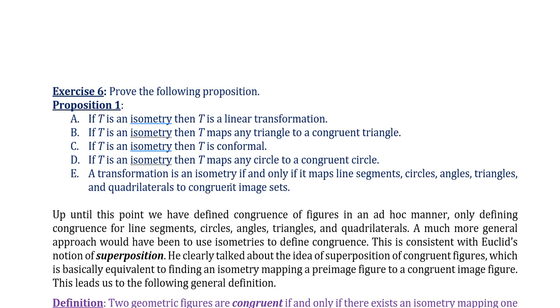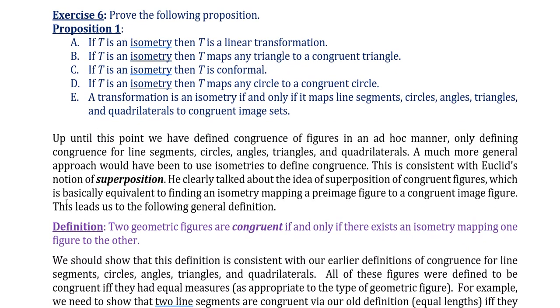And E, a transformation is an isometry if and only if it maps line segments, circles, angles, triangles, and quadrilaterals to congruent image sets. So line segment to a congruent line segment, circle to congruent circle, angle to congruent angle, triangle to congruent triangle, and quadrilateral to congruent image quadrilateral. Really, if you've done parts A through D, you've already proved all of that except for the quadrilateral part.